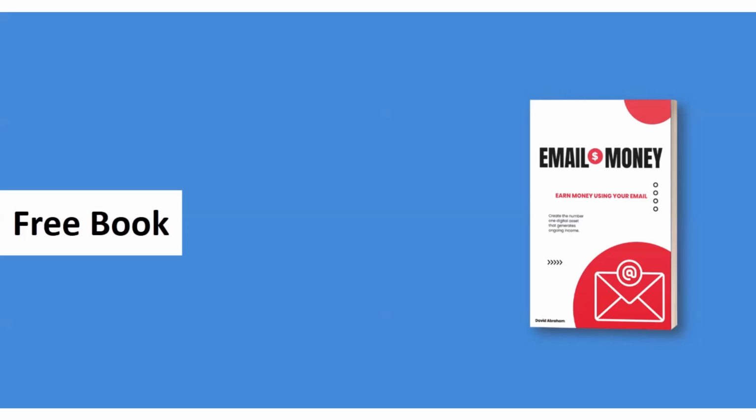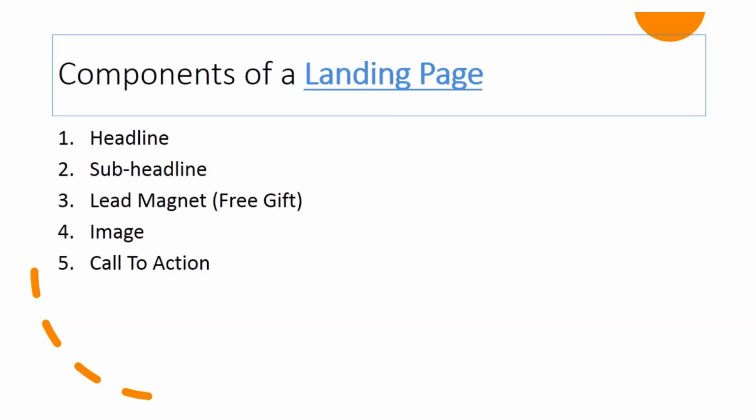Let's start the topic. Our topic is how to create a landing page for lead generation. In fact, a landing page for lead generation has five components. Number one, headline. Number two, subheadline, which supports the headline and clarifies the benefits. Number three, lead magnet or a free gift. And number four, image of the lead magnet or the offer or the free gift. And number five, call to action. So these are the five components of a proven landing page for lead generation purposes.